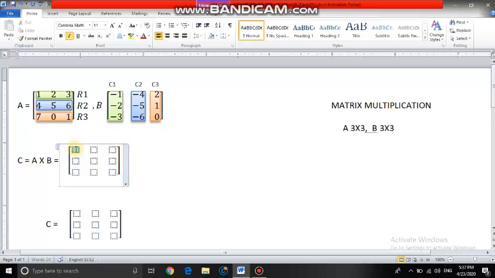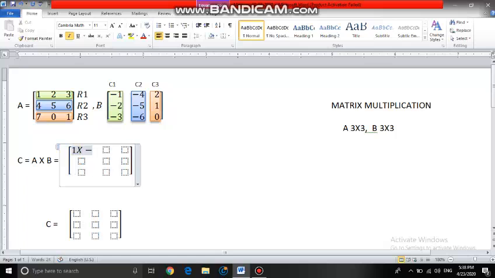The first element is C11, because I call this the C matrix. C11 is first row, first column. Then C12 is first row, second column. C13, C21, C22, C23, and then 31, 32, and 33. To get this matrix, I have to multiply the first row with the first column. The first row of the A matrix, 1, 2, 3, has to be multiplied with the first column of the B matrix, that is -1, -2, -3.